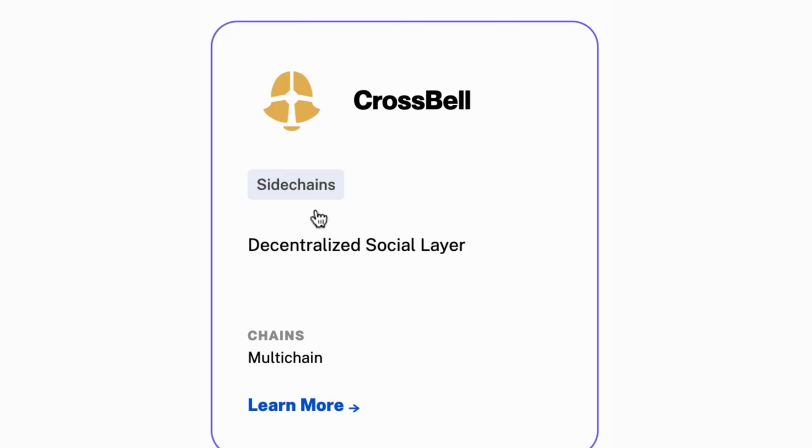It's again a side chain, and it's a decentralized social layer followed by multi-chains, which you can consider, but I haven't read about it yet and I haven't explored this particular one. But these networks are in the verified network list.